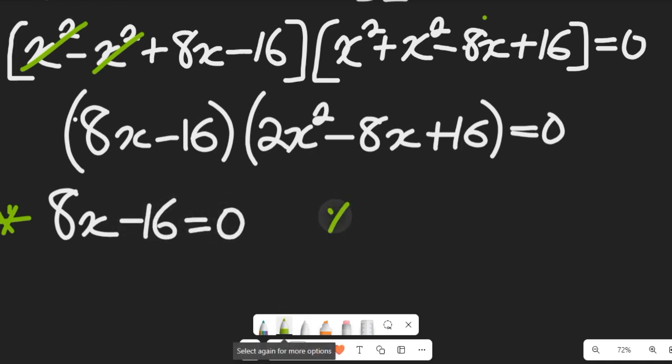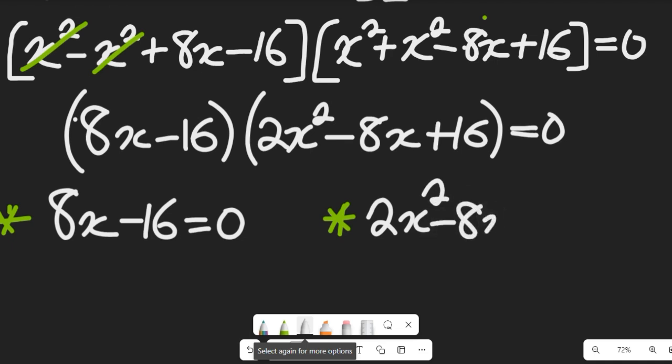And the second expression is the quadratic equation 2x squared minus 8x plus 16 equal to 0.